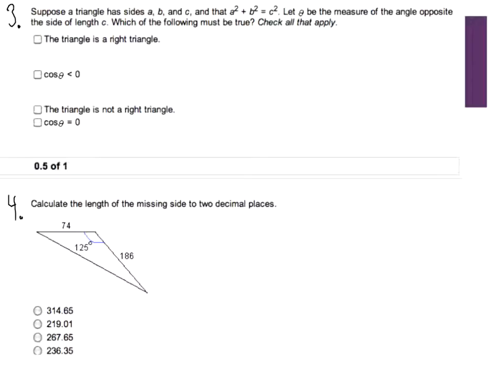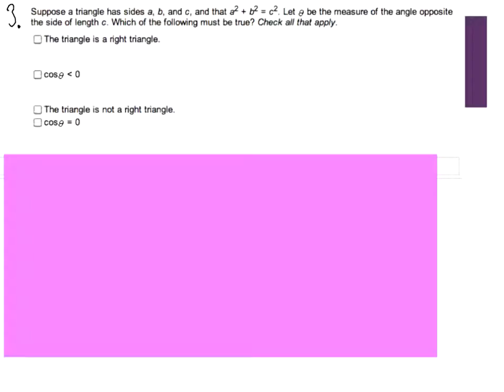Okay, let's try number 3. Let me cover this up. Number 3 says, suppose a triangle has sides A, B, and C, and that A squared plus B squared equals C squared. Let theta be the measure of the angle opposite the side length of C. Which of the following must be true? So let's highlight the key information that they're giving us here.